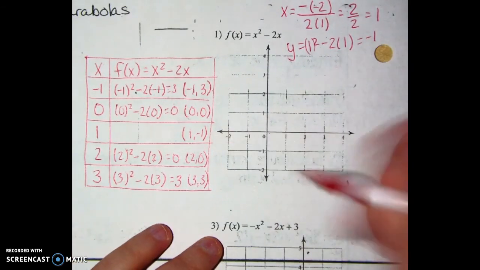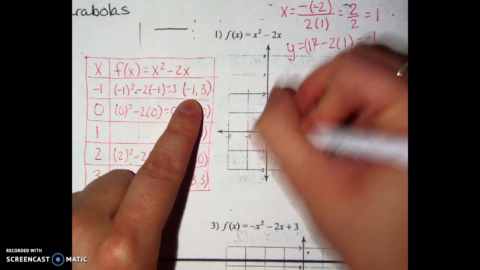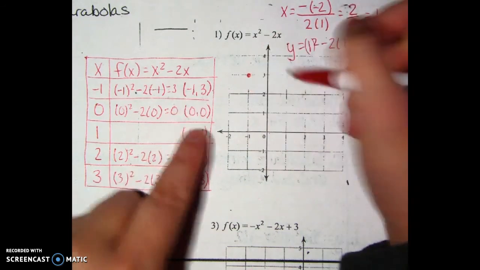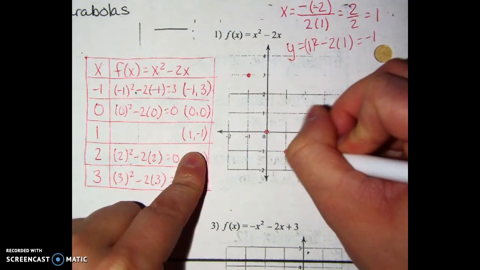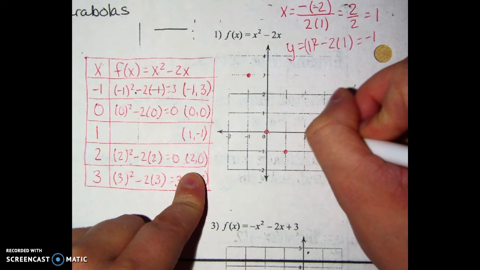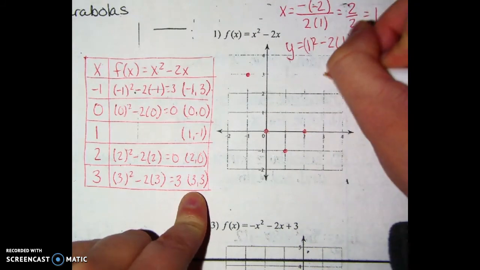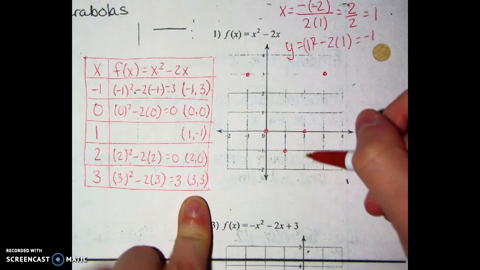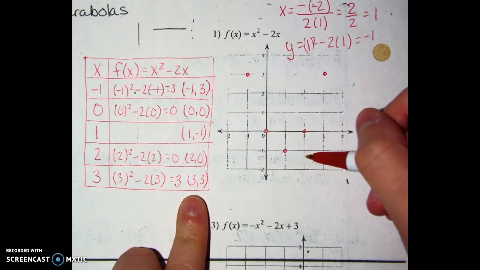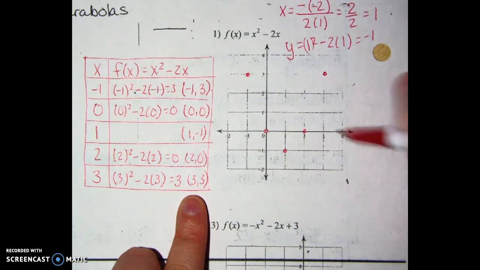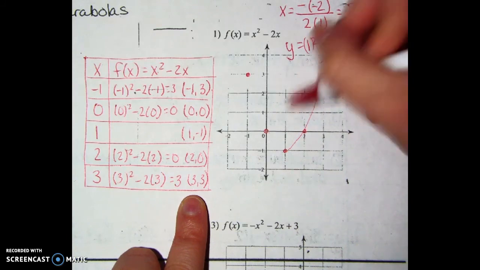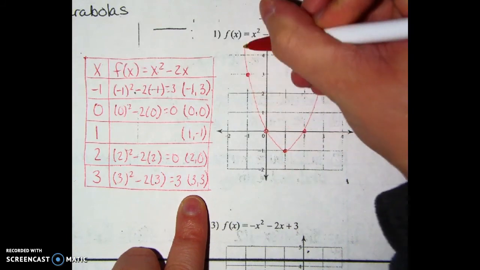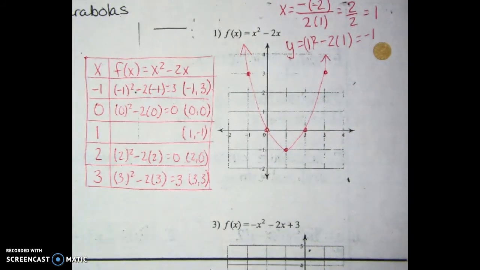Okay, so I'm going to start with negative 1, 3, 0, 0, 1, negative 1, 2, 0, 3, 3. And when you draw your lines, it should not be a V shape. If it's a V shape, that's an absolute value graph, and we don't do those in Algebra 1 anymore. So this should be like a U shape. Just make it curved a little bit. Make sure you put the arrows indicating that it keeps going. And then you've graphed it.